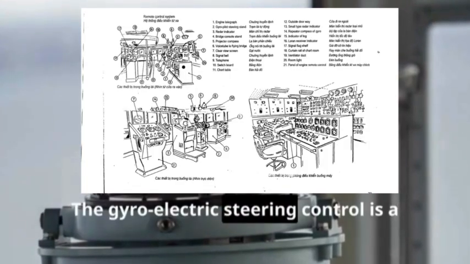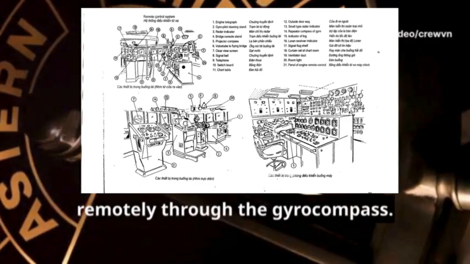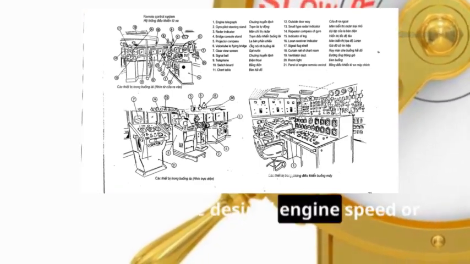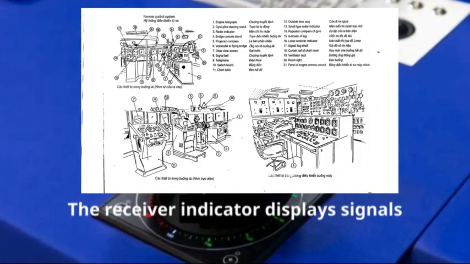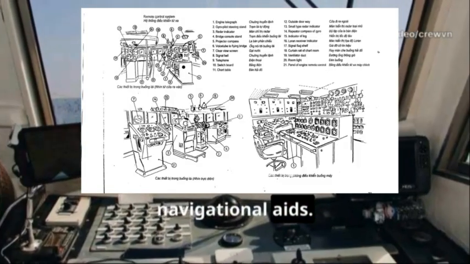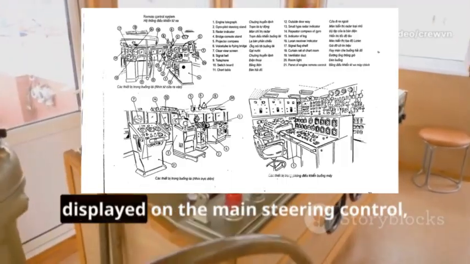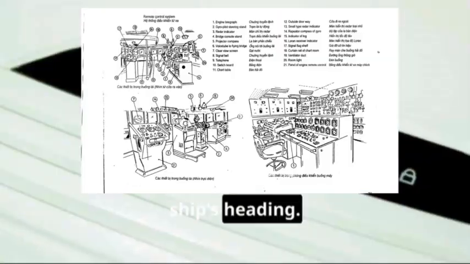The gyro electric steering control is a system used to control the ship's steering remotely through the gyro compass. The engine telegraph is a device used to communicate the desired engine speed or power from the bridge to the engine room. The receiver indicator displays signals from the LORAN system or other navigational aids. There's also the steering repeater, which duplicates the steering angle displayed on the main steering control, giving operators a backup view of the ship's heading.